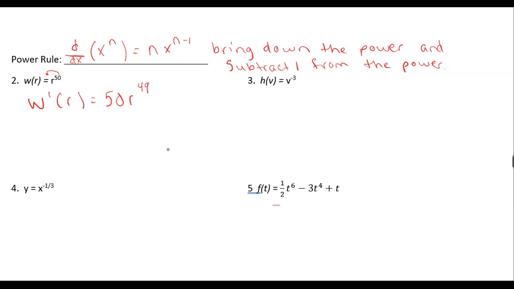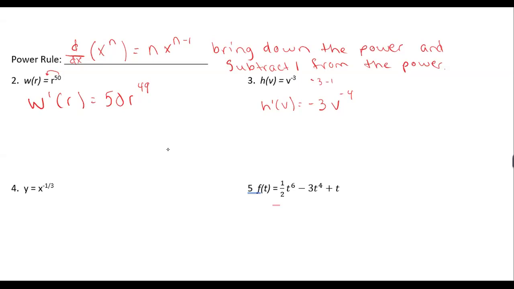Let's try again. Here we have h of v equals v to the negative third. So that means our derivative would look like h prime of v. Bring down our power. So that is going to be, well, notice right here it's a -3. So bring it down, -3 v. Now, if I have -3 and I subtract 1, that gives me -4. So -3 v to the -4.